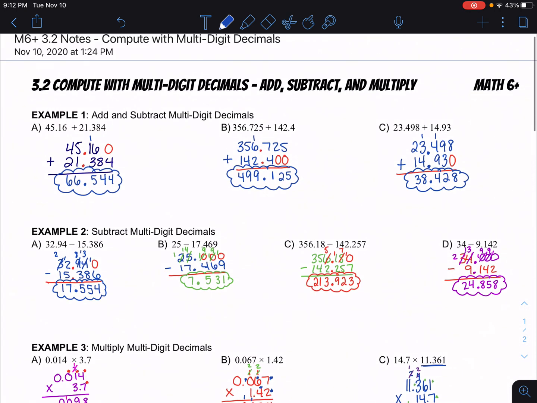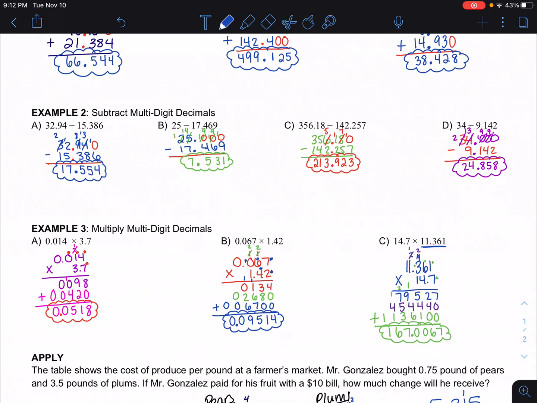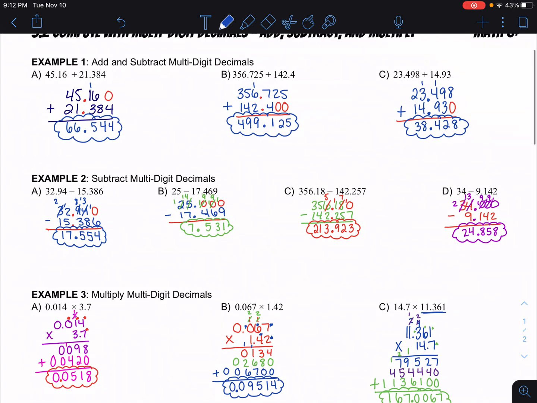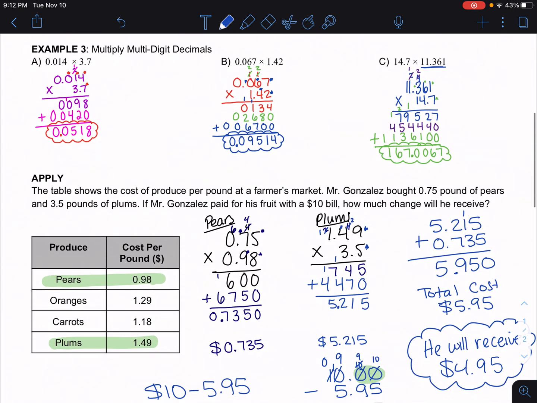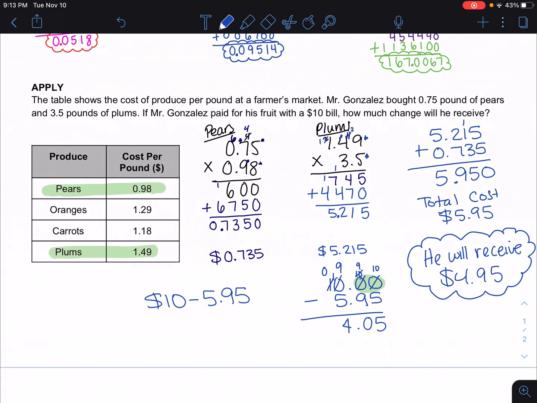This is adding, subtracting, and multiplying multi-digit decimals. So for addition, line up the decimals, add straight down. For subtraction, line up the decimals and subtract. Make sure you use zeros for your placeholders in both of these situations. In example 3, you do not have to line up the decimal, and when you get to the end of your multiplication and you've added everything together, you're going to count up the number of decimal places that you have, and that's how far you're going to move the decimal in your answer. And then for the apply problem, this one used all 3 operations in one problem.